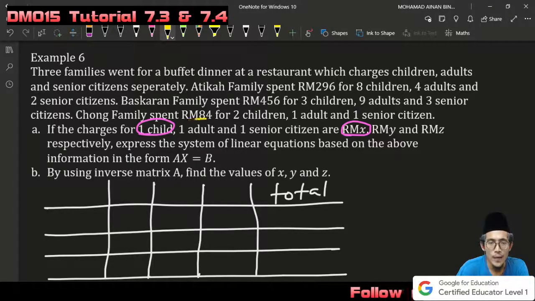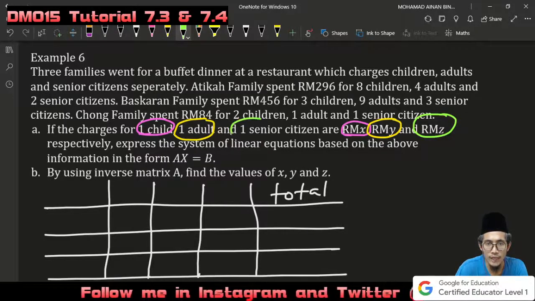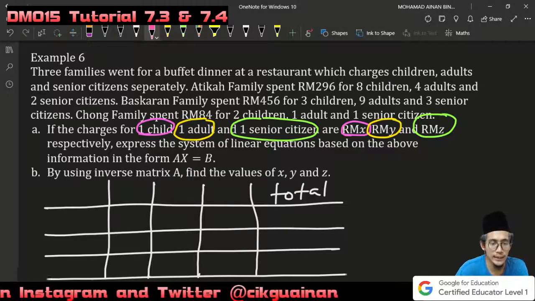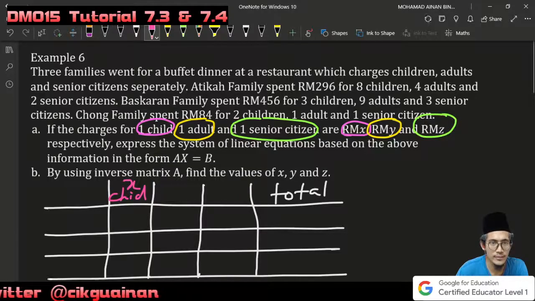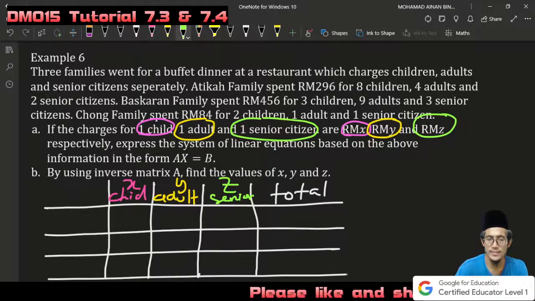Now one adult is RMY, and then RMZ is for one senior citizen. You already know that. So child is X, adult is Y, and senior citizen is Z.